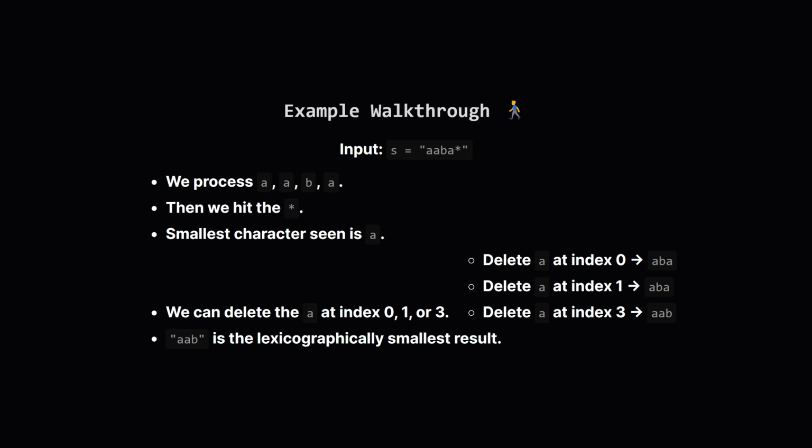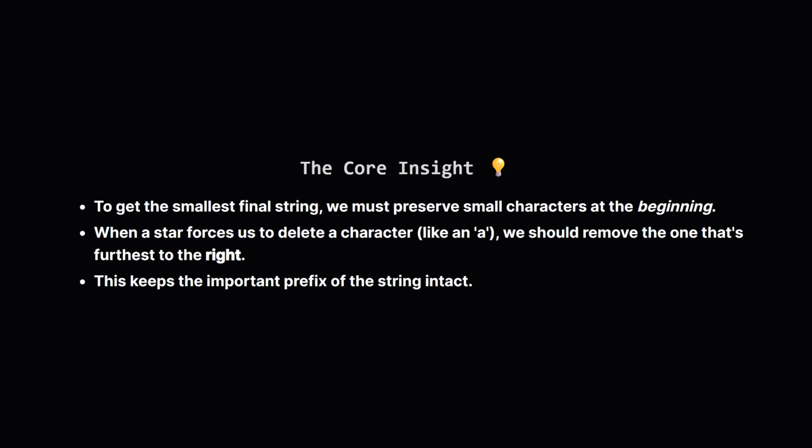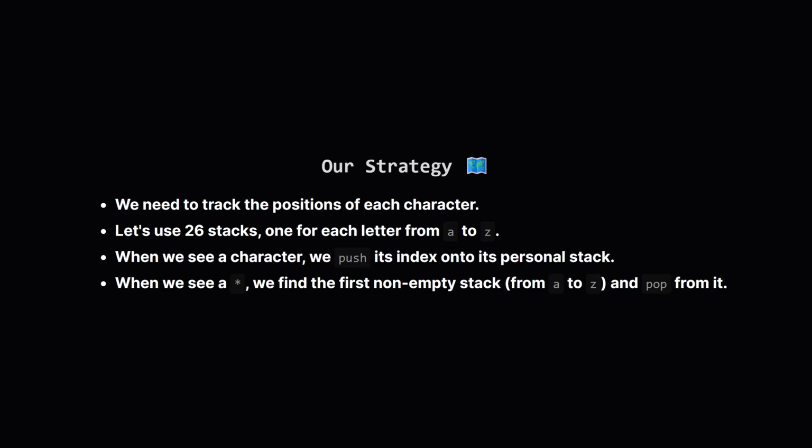This gives us a massive clue about our strategy. The key insight here is all about prefixes. To make a string as small as possible, you want its beginning to be small. An A at the start is way better than a B. So when a star forces our hand and makes us delete, say, an A, we should be smart about which A we pick. Removing an A from way at the end of the part we've seen doesn't mess up our precious starting characters. So, the best greedy choice is this. Find the smallest character type you have to remove, and then delete the one you saw most recently, its rightmost instance.